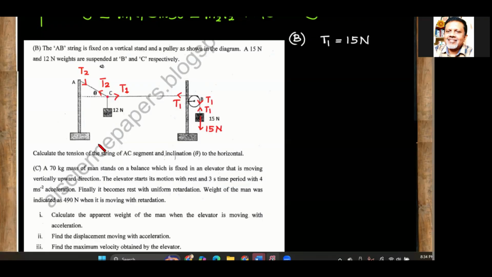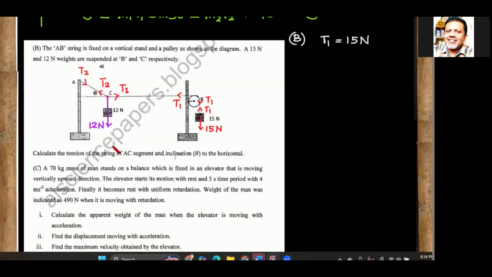Right? And what else? I mean, you can consider this part as another tension. Or otherwise you can directly use this as 12 Newton force. Right, downward 12 Newton force. Right, I can mark it like this. Or otherwise we have to have another tension. Doesn't matter. We assume that this 12 Newton force acts on this point C.